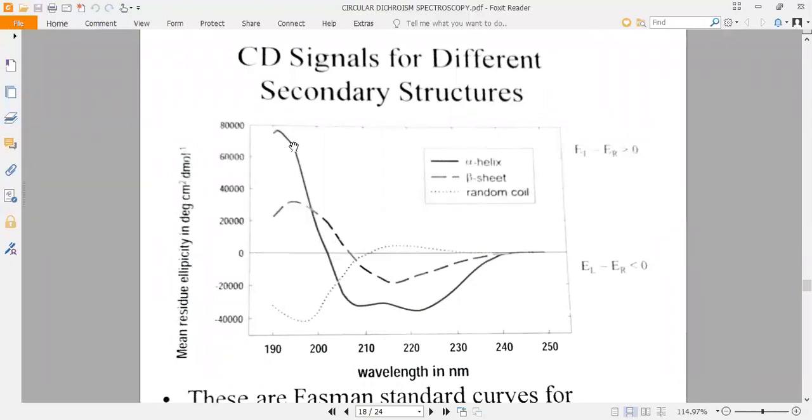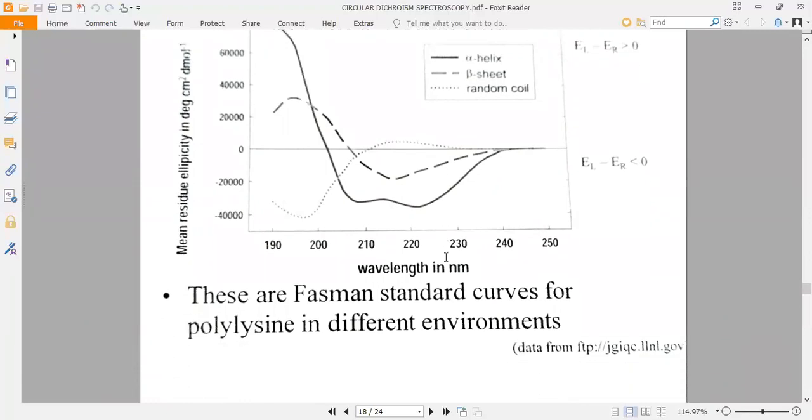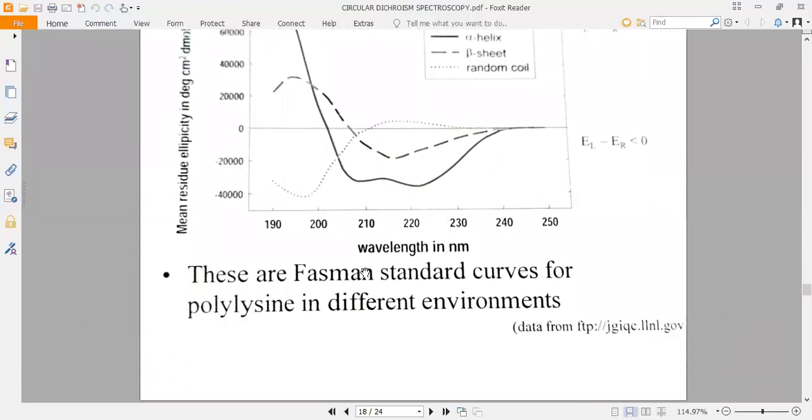When we follow different types of structure, the alpha helix of the same protein will give this type of spectra, then beta sheet forms this kind of spectra. And finally, a random coil has its structure shown like this. These are the Fasman standard curves for polylysine in different environments.